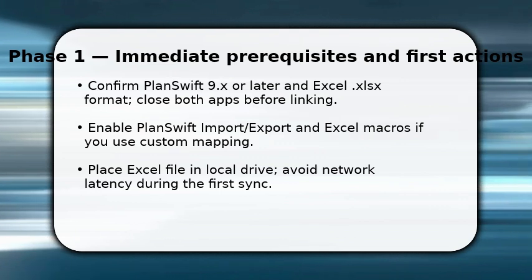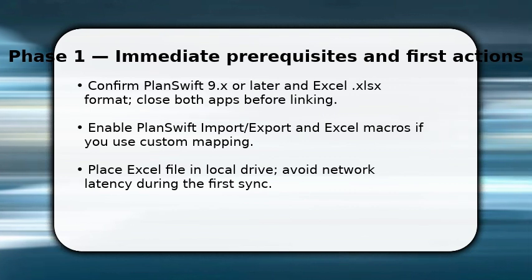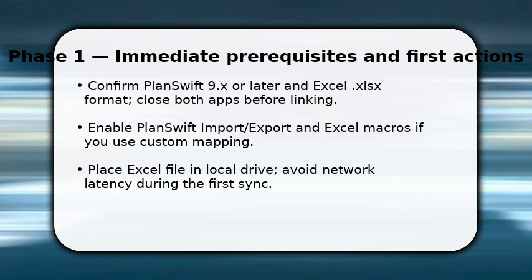Then launch Planswift and create or open the target plan. You need an active plan to receive data. Finally, keep both file paths simple to avoid path length issues when you begin mapping.